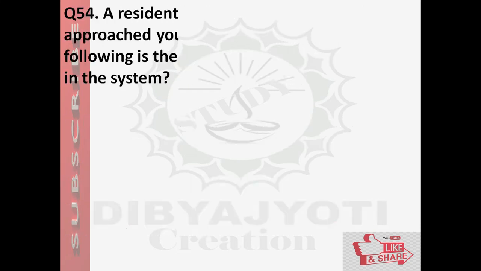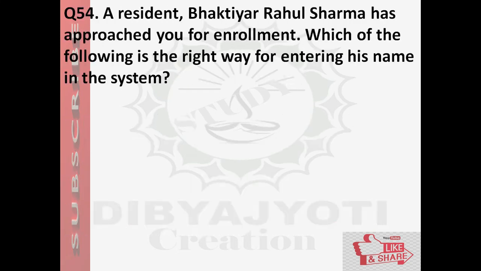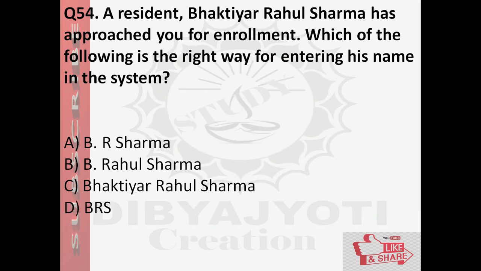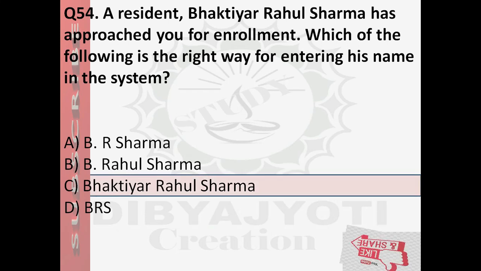Then question number 54. A resident Bhaktiar Rahul Sharma has approached you for enrollment. Which of the following is the right way for entering his name in the system? Option A BR Sharma, option B B Rahul Sharma, option C Bhaktiar Rahul Sharma, option D BRS, and answer is option C Bhaktiar Rahul Sharma.